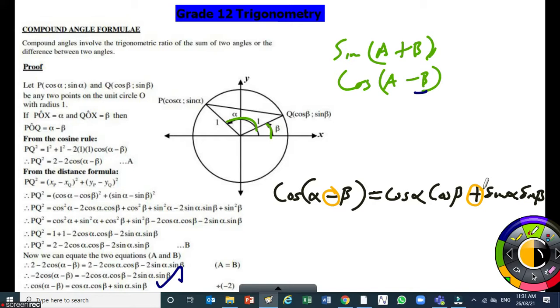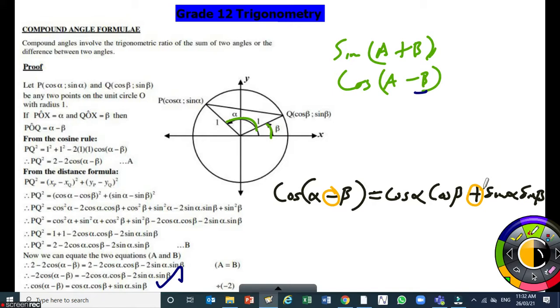So this is the derivation of this. It comes from the cosine rule and the distance formula. Cosine rule and distance formula, then you end up having that. So that's the first compound angle formula for cos. Some of the questions that you were encountering in grade 10 and grade 11 can easily be done using this, usually your reduction formulae from grade 11. You can use the compound angle and it will be very, very easy.